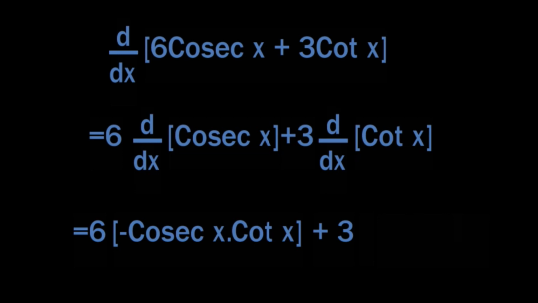As you remember, when you differentiate a trigonometric function that starts with a c, you will have a negative. Since when we differentiate tangent x we get secant square x, when we differentiate cotangent x, which is 1 over tangent x, we will actually get negative cosecant square x. So this is the answer.